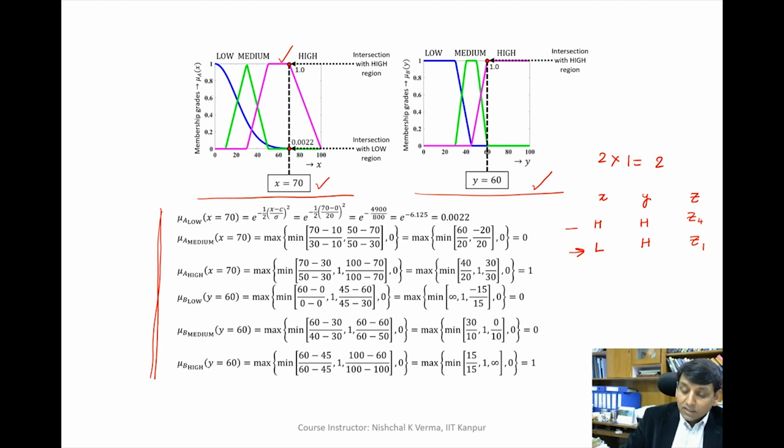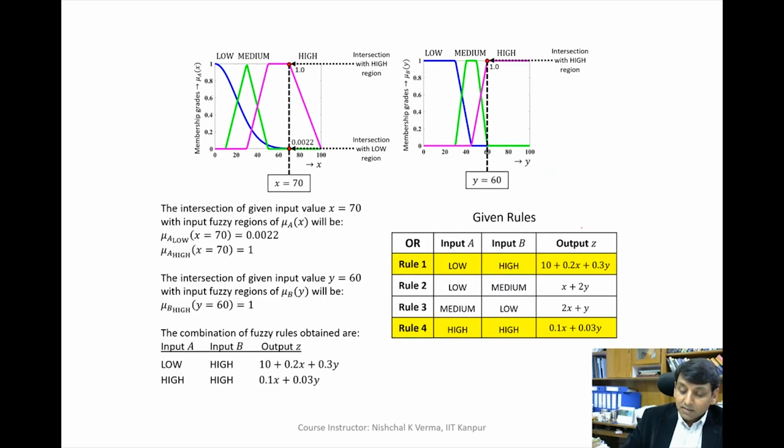No other rule is applicable because we get only two combinations, as I just explained. So rule number 1 and rule number 4 are applicable out of all the 4 rules given; the other two are not applicable. Now take these two rules and find the output of each rule corresponding to the inputs supplied. Then whatever outputs we get, we take the weighted average of them, and that is going to be the final output.